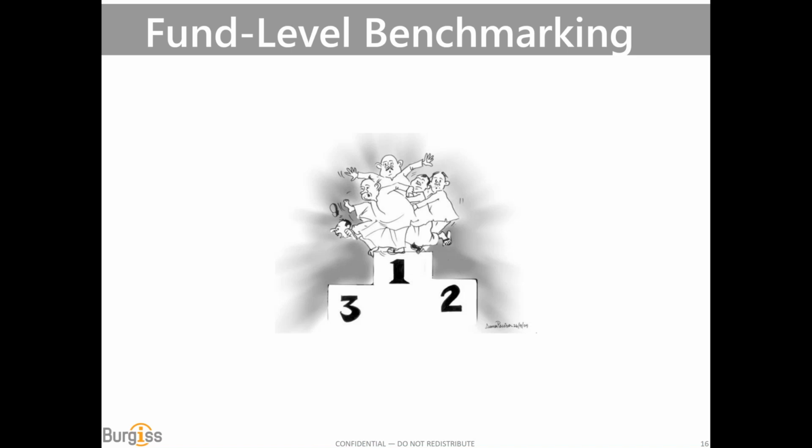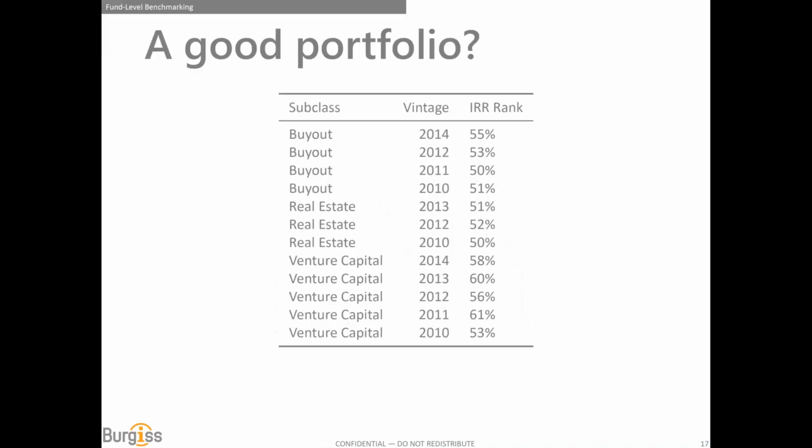Next, I want to talk about fund level benchmarking. To set the scene, I'd like to consider this small portfolio. It's a portfolio of, again, 12 commitments to buyout, real estate and venture funds, ranging in vintages from 2011 to 2014. These are actual commitments to actual funds. What I've shown is the rank of the fund we committed to within its peer group, in the case of the top one, buyout 2014 funds. So whatever fund we committed to in this portfolio had a rank of 55%.